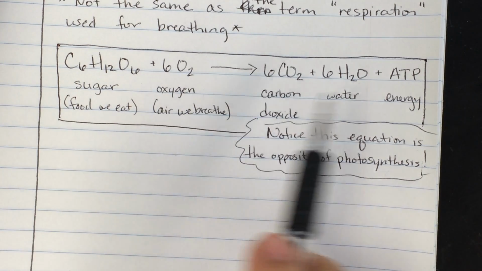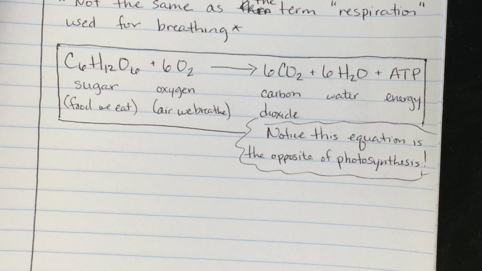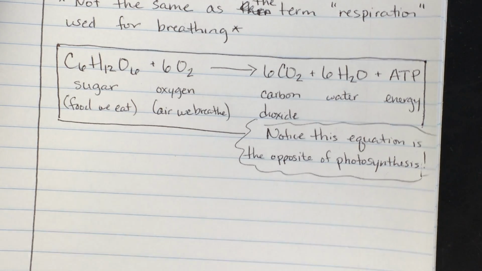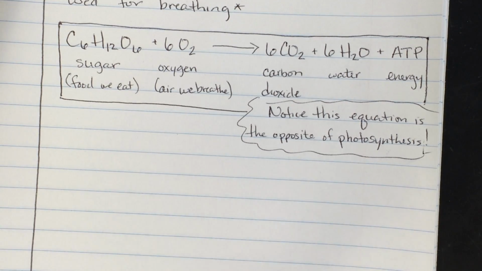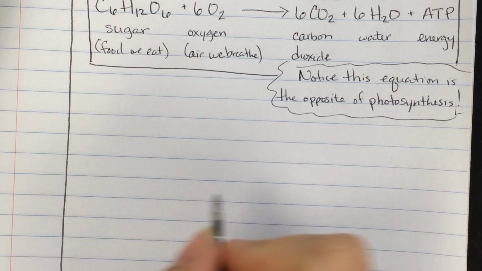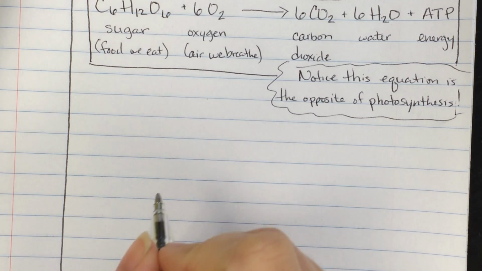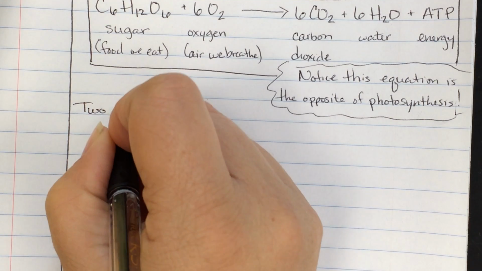So while the equation may be the opposite of photosynthesis, the process unfortunately is not the opposite. So you can't learn one and then just learn the other backwards. There's a little more to it. And there's even more to it than what you're going to learn today, because in AP biology we go into depth with the how. But for now you just need to know the what. So there are two stages to cellular respiration.